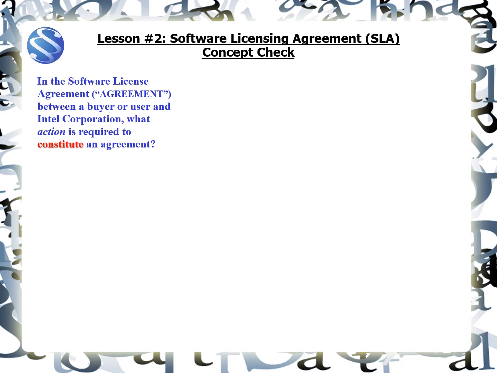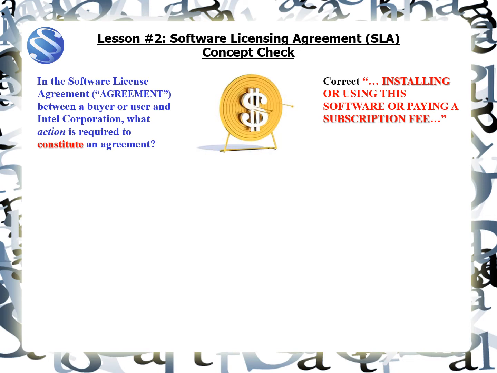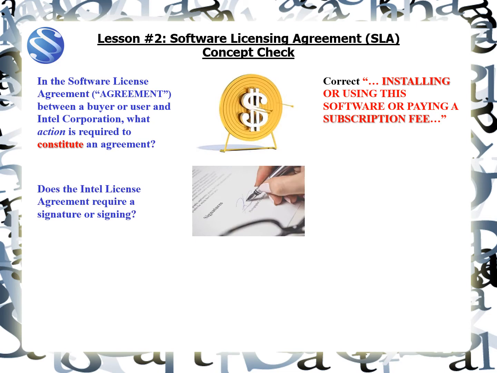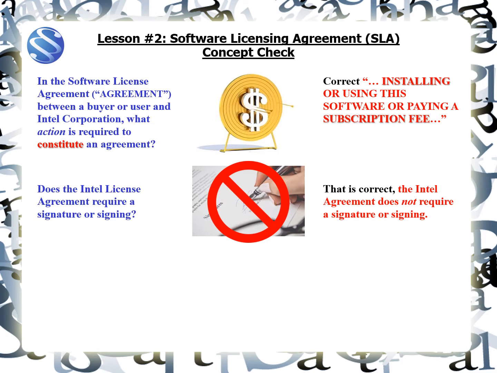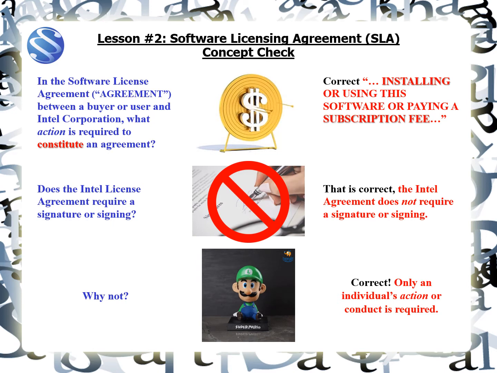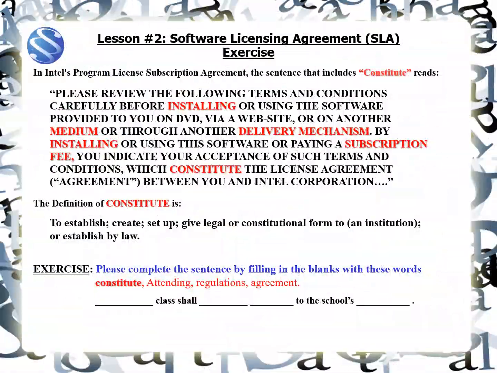Now let's continue our concept check for constitute. In the software license agreement (agreement) between a buyer or user and Intel Corporation, what action is required to constitute an agreement? Correct. Installing or using this software or paying a subscription fee. Does the Intel license agreement require a signature or signing? No. That is correct. The Intel agreement does not require a signature or signing. Why not? Correct. Only an individual's action or conduct is required. Excellent. Now let's do an exercise for constitute.